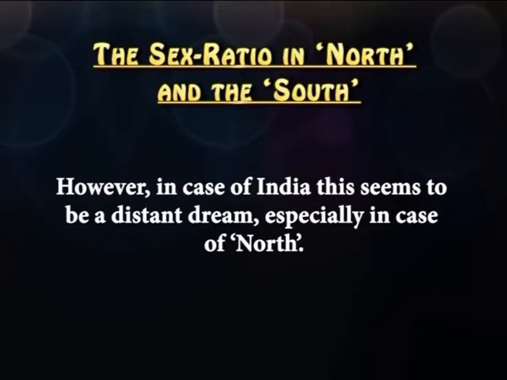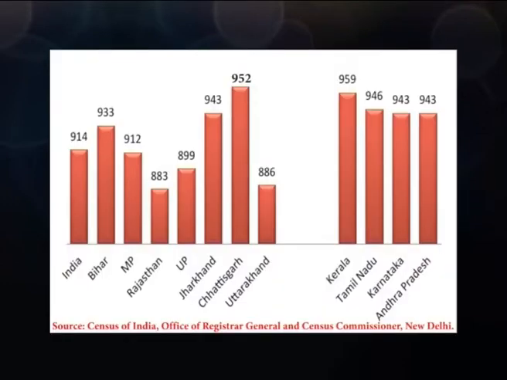However, in the case of India, this seems to be a distant dream, especially in the north. Let us look at this figure to see the impending danger of adverse sex ratio in the future as well. The figure shows that the child sex ratio in 2011 in India was 914, which is far short of the ideal ratio of 952. We can see that it is only Kerala in the south and Chhattisgarh in the north which have a higher sex ratio than the desired value of 952.